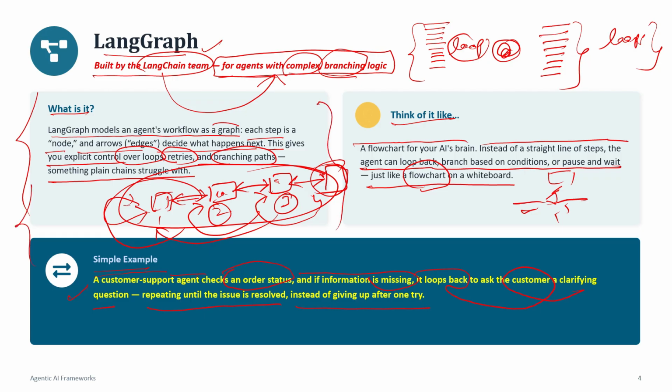Here we can connect the different blocks with the help of arrows, and then we have more control over that. It is on top of your LangChain, and it is used to build somewhat complex AI agents, or where you need the branching logic.